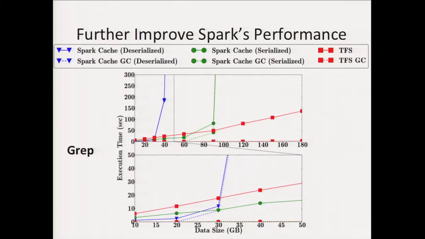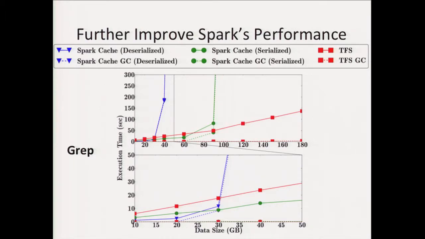As you can see, at the beginning we have smaller data sizes, so Spark cache mode is faster than loading data from Tachyon. For the deserialized mode, it has no overhead of deserialization. For the Spark cache serialized mode, it still has no overhead of loading the data from outside the process.